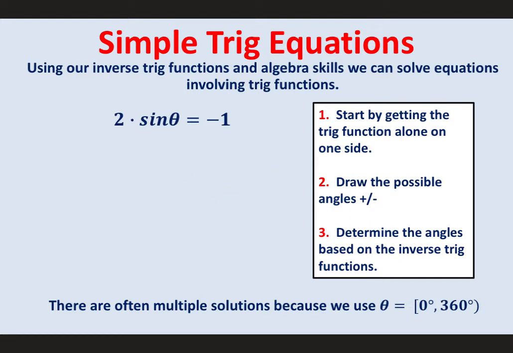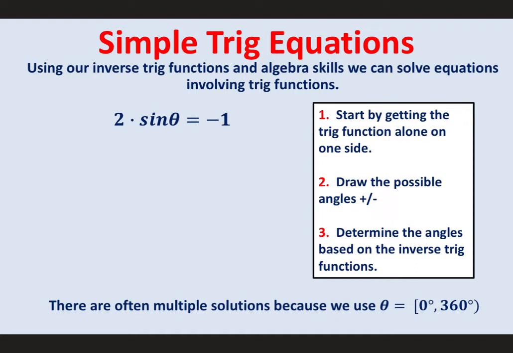A lot of times there's going to be two solutions, but sometimes there might be one, and you just kind of have to reason through what your possibilities are here. All right, and then you're going to determine what angles, based on those inverse trig functions, make that happen. Often there are multiple solutions because now we're looking for all theta from 0 to 360, not just the limited ones that we talked about before. All right, so let's go ahead and try it with this problem right here.